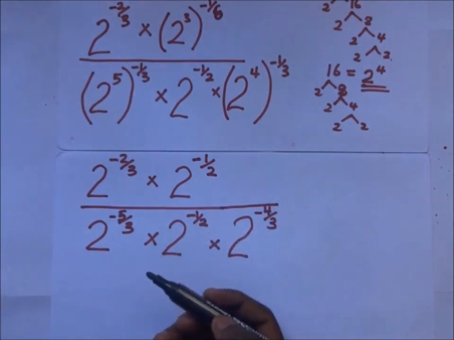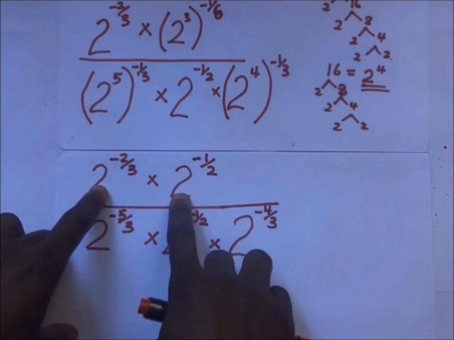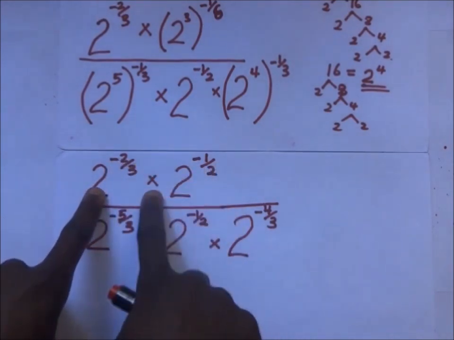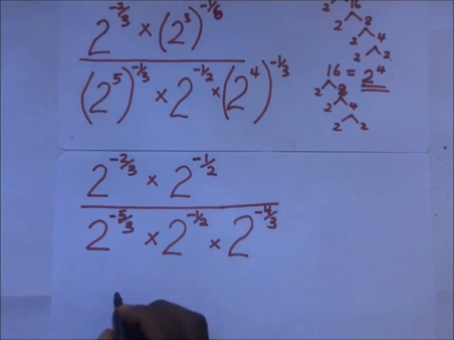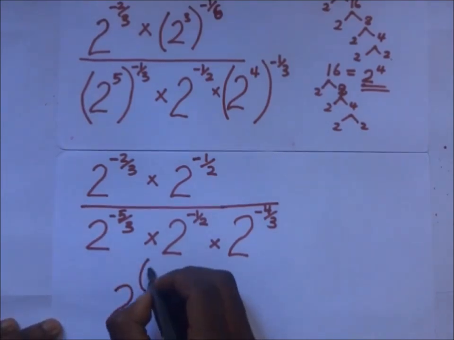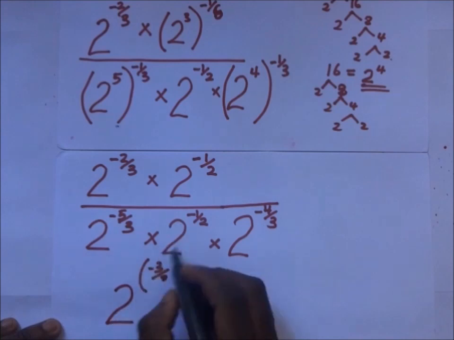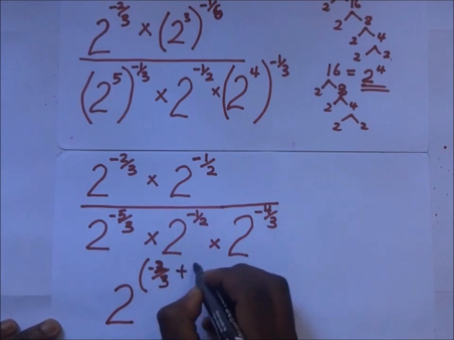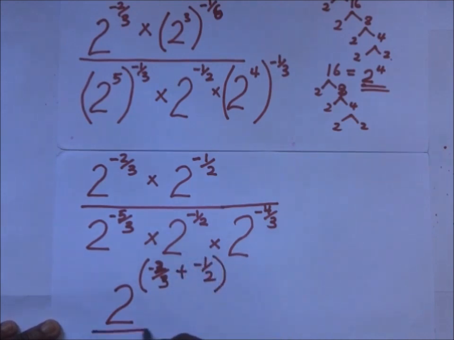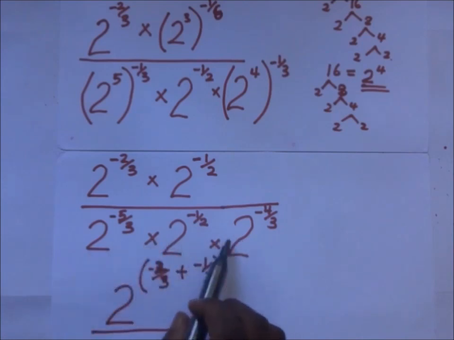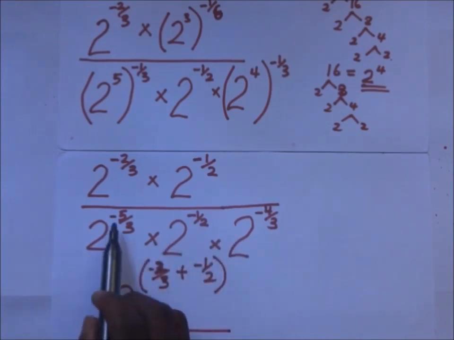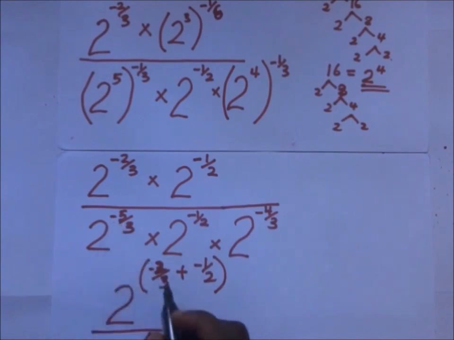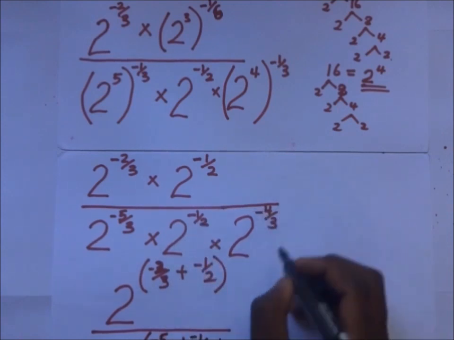So our next step here now, since the bases have been made the same, 2, 2, we maintain the base and add the powers since it's multiplication, using the laws of indices. So that is going to become 2 to the power negative 2 over 3 plus negative a half. The bases are the same and it's multiplication, so we maintain the base and we add all the powers. So when we add all the powers, this is becoming negative 5 over 3 plus negative a half plus negative 4 over 3.